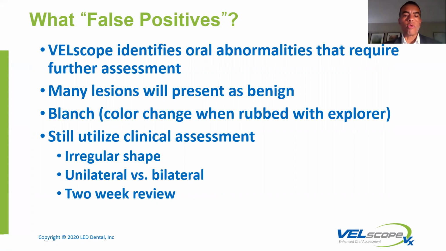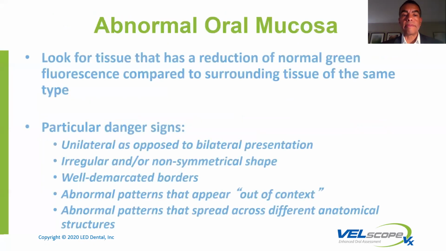When you have something abnormal in a VELscope, there's generally a reason for it. It may not be cancer. It could be, again, erosive lichen planus that will blanch. It could be candidiasis. It could be an ecchymosis. It could be one of 100 different abnormalities, as deemed by the American Academy of Oral Pathology, that may require biopsy for diagnosis. So at the end of the day, our goal is to identify an abnormality and then determine if that abnormality requires further assessment, which may or may not include a biopsy.